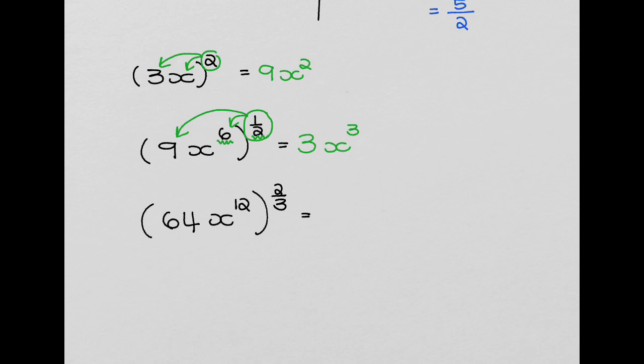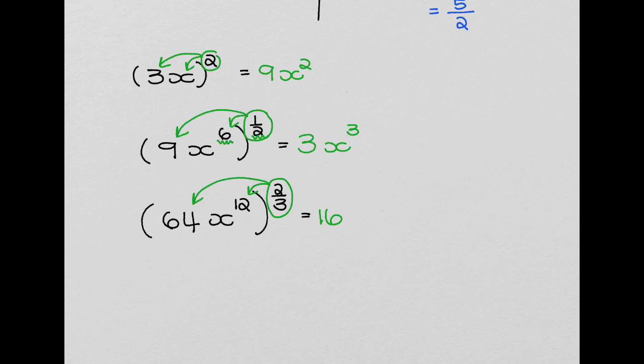All right, let's look at the last one. I've got 2 over 3, and it belongs to the 64, and it belongs to x to the power of 12. What does power of 2 over 3 mean? The bottom, the denominator, is the root. So I want the cube root of 64. The top number is the power, so then I'm going to square that. The cube root of 64 is 4. 4 squared is 16. So I've got 16.